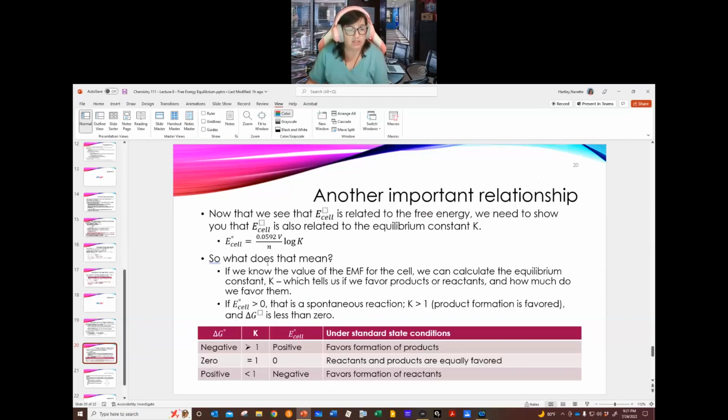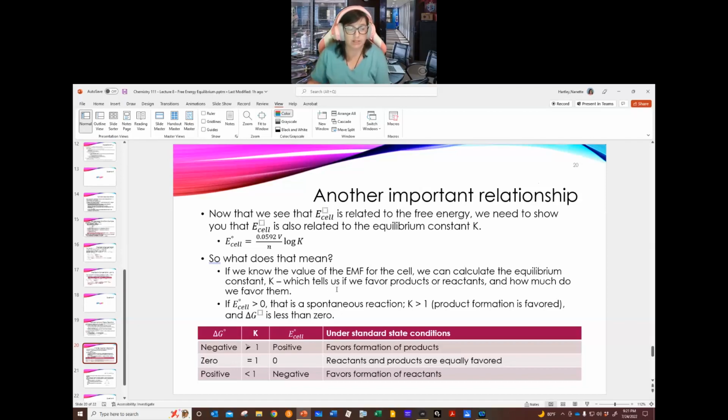All right, so now we see that E cell is related to free energy. We need to show that E cell is also related to the equilibrium constant K. So E cell equals 0.0592 volts divided by n times the log of K. That looks almost exactly like what we had when we had the log of Q under non-standard conditions, right? So if we know the value of EMF for this cell, we can calculate the equilibrium constant, which tells us if we favor products or reactants, and how much we favor them. So if we know E naught cell, we can calculate K.